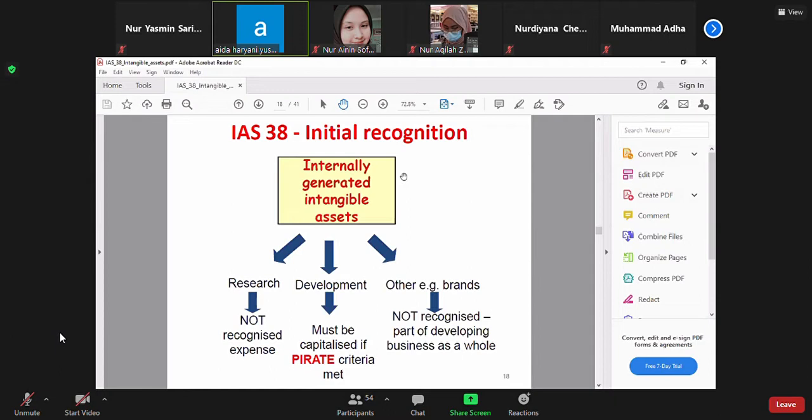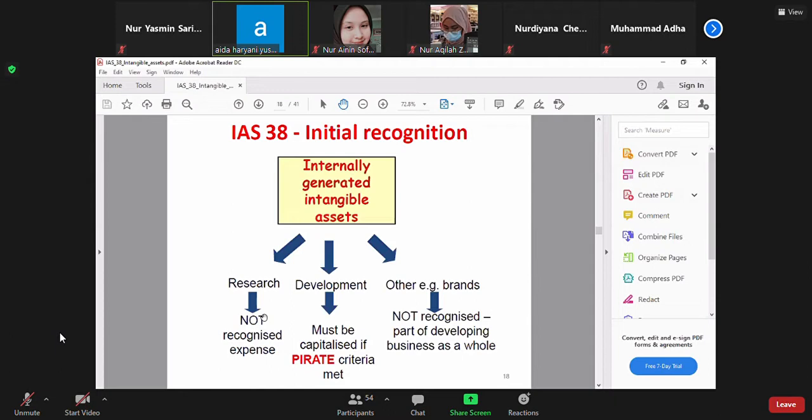Okay, meaning you created that cost and then dia tiba-tiba ada dalam asset you, dalam company you. An example, you want to come out with a product. Okay, the business want to come up with a product. Before they come up with the product, dia nak kena buat research. The research cost, okay, the cost incurred untuk buat research tu will not recognize as intangible, not recognize expenses.